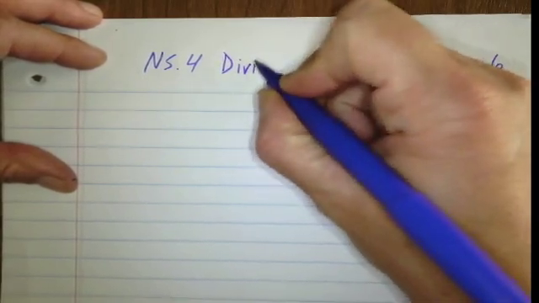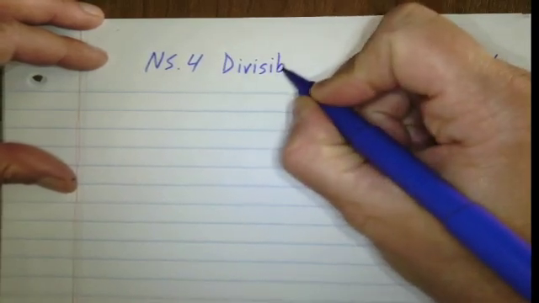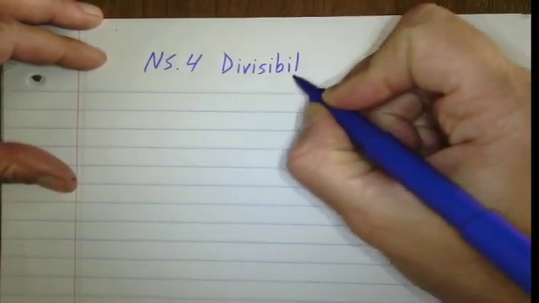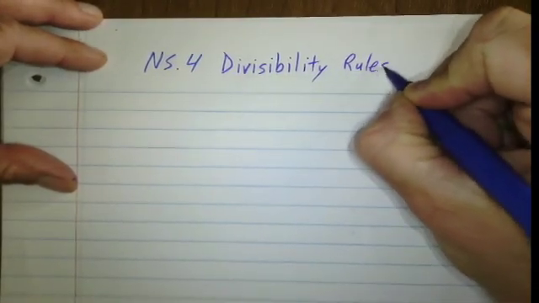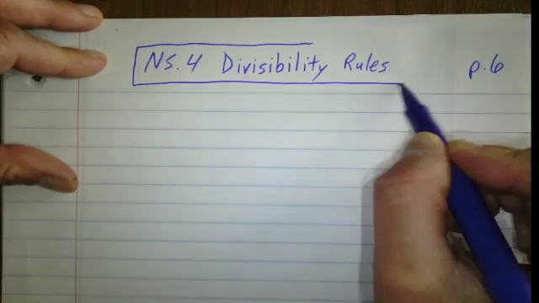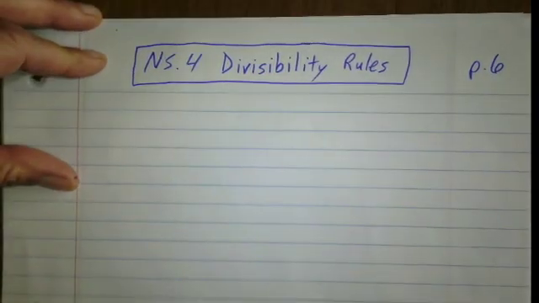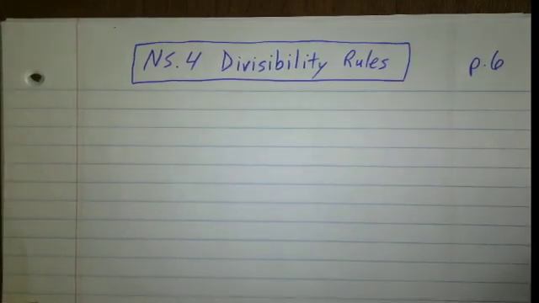Divisibility basically means if something is divisible, or can you divide a number by something. So let's write divisibility rules. A lot of I's in that word. And that'll be what we're working on. This is going to help us learn standard NS4, which is 3 different pieces: greatest common factor, least common multiple, and distributive property. You will need to know these rules to help you.